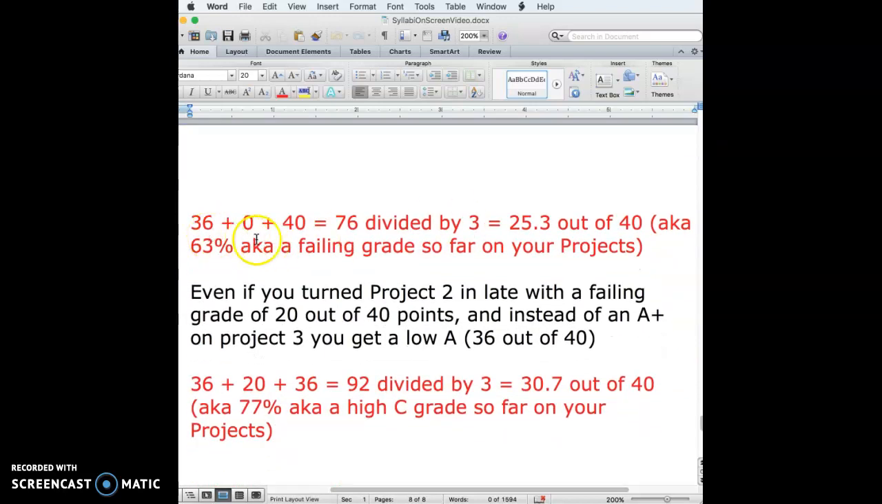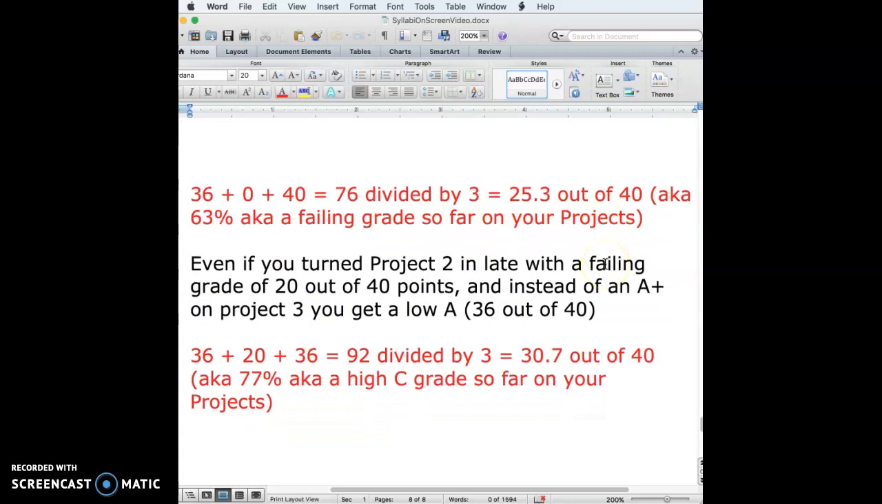So you got a 36, you took the 0, the 40, that equals 76 divided by 3 equals 25.3 out of 40. That in percentage terms is a 63%. That's a failing grade so far.